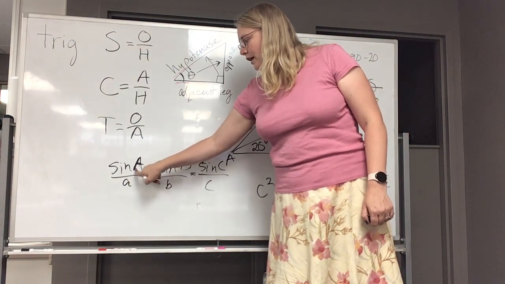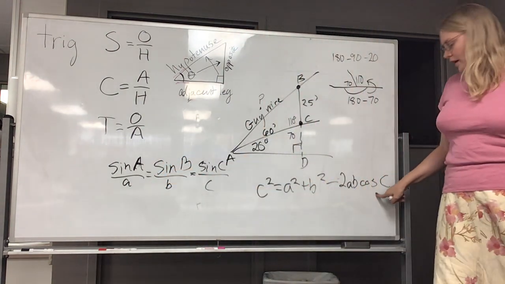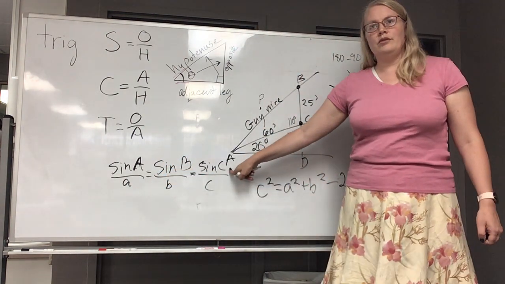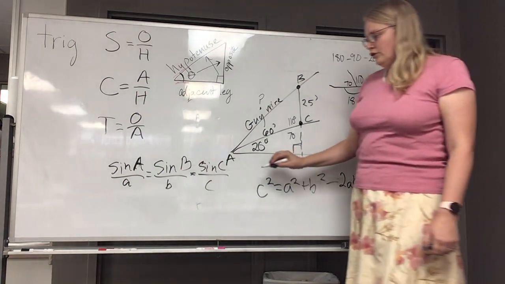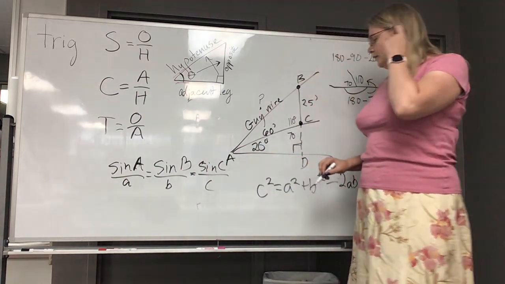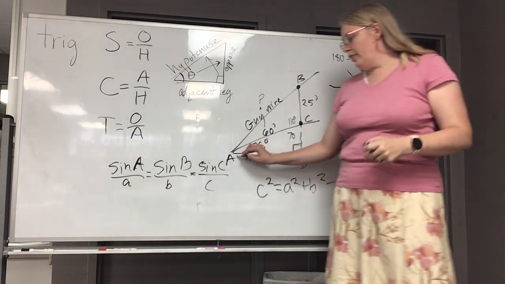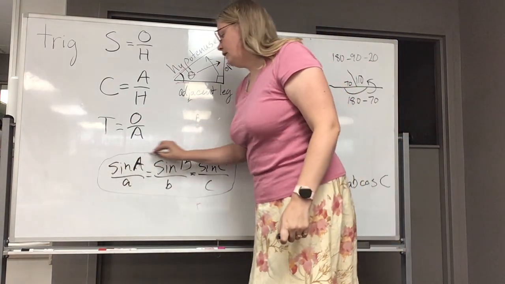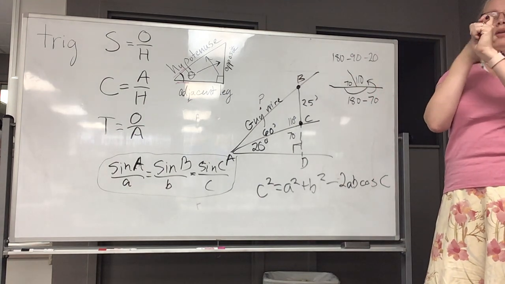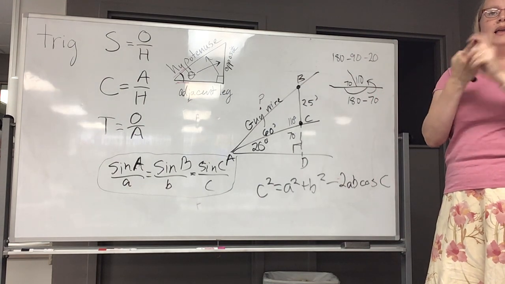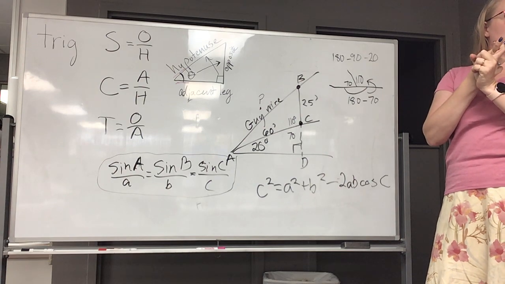This one is called the law of sines. This one is the law of cosines. This one because it's using sine. This one's because it's using cosine. In order to work with this one, you need to have both a side length and the angle across from it.